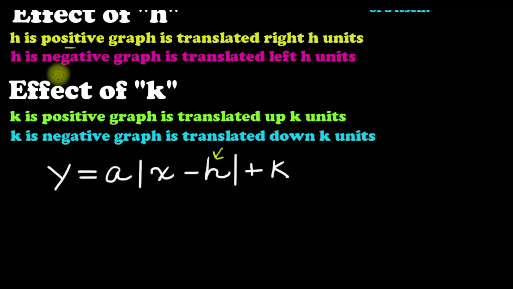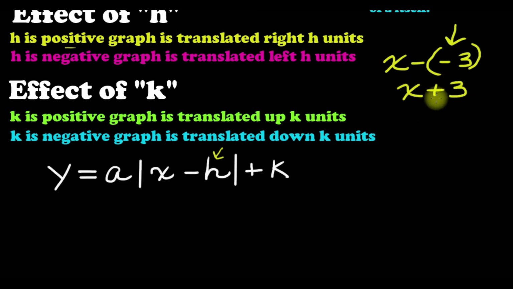Now if h is negative, let's say you have x minus negative 3. You see how it's a negative number? Negative 3. Then you have x plus 3 inside the absolute value. So if h is a negative number, it's going to translate to the left h units. In this case, it'll go 3 units to the left. So that's what h is doing to the parent function.